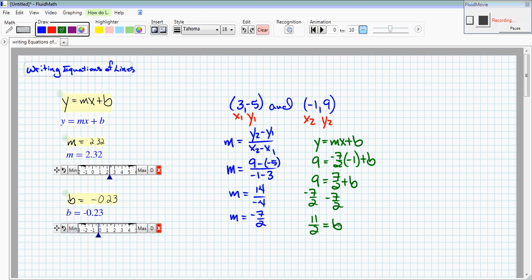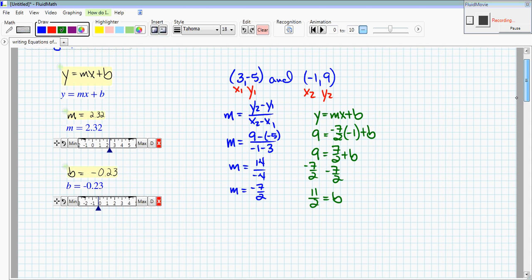Now, fluid math prefers improper fractions. If you have any trouble converting these in your calculator or doing them in your head, please just let me know. Okay, so what we have found is that the equation of the line that passes through these 2 points has a slope of -7/2 and a y-intercept of 11/2. Now here's how we're going to check this.